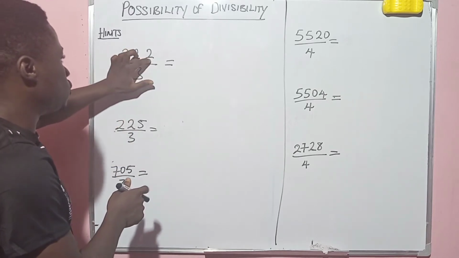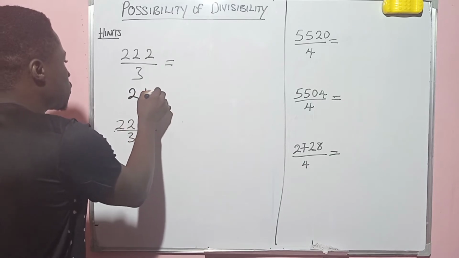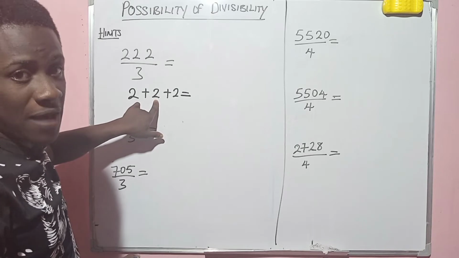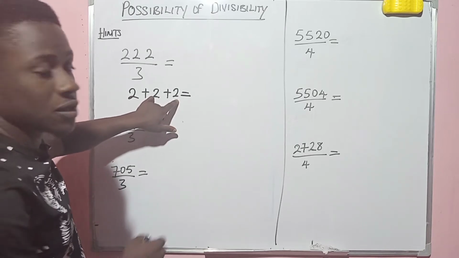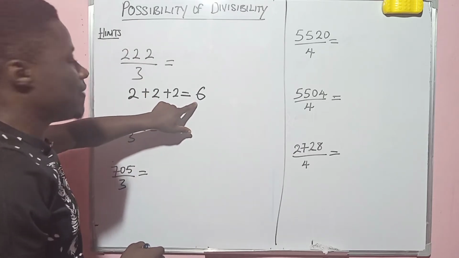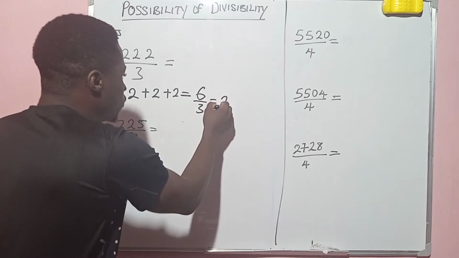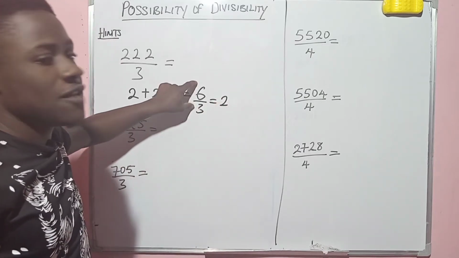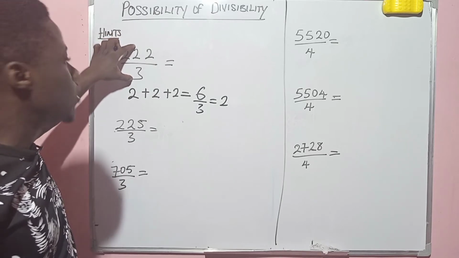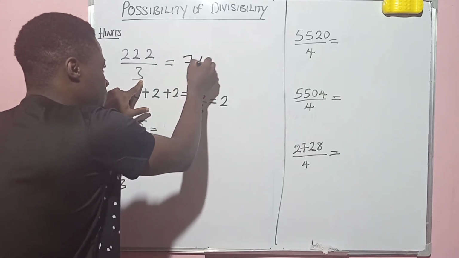I have 222. So the digits in question are 2 plus 2 plus 2. 2 plus 2, I'm having 4. 4 plus 2 is automatically what? 6. So 6 is the sum of the digits. Can 6 be divided by 3? Yes. 6 divided by 3 will automatically give me 2. Since 3 can divide the sum of these digits, automatically 3 can divide this 222. So 222 divided by 3 will give me 74.